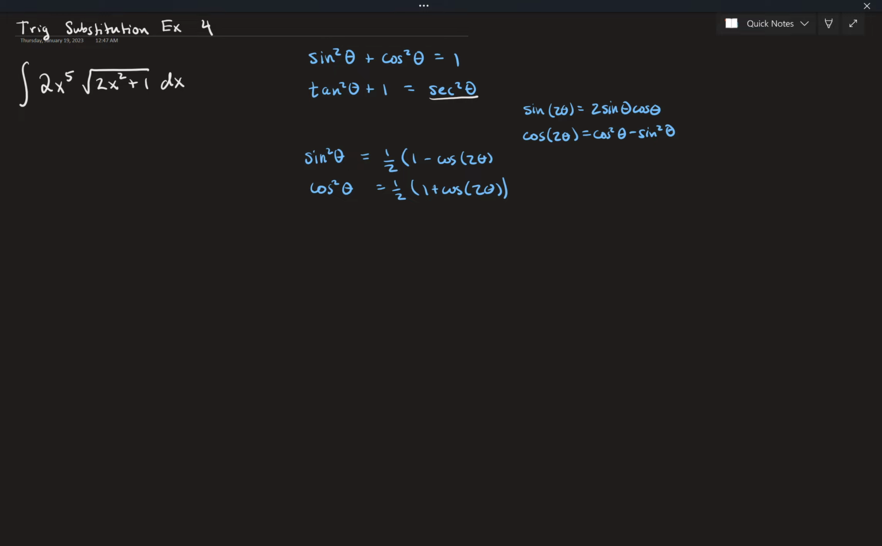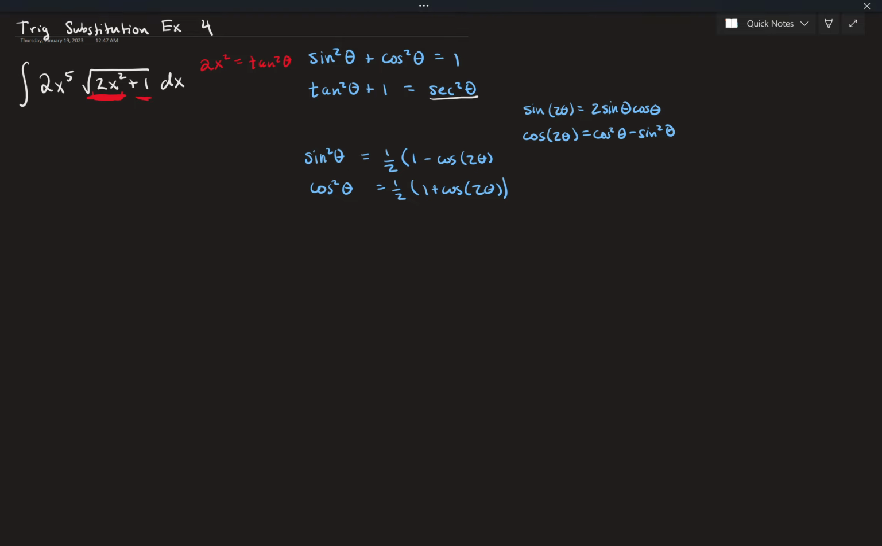Okay, so here we go with example 4 for trig sub. This one's going to be kind of a doozy. But here we have the integral of 2x to the 5th times the square root of 2x squared plus 1. I know this is going to be some kind of tangent, but I have to figure out exactly what it's going to be. That 2x squared, I probably want to be tangent squared theta to make it tan squared theta plus 1. So let's figure out what x has to be.